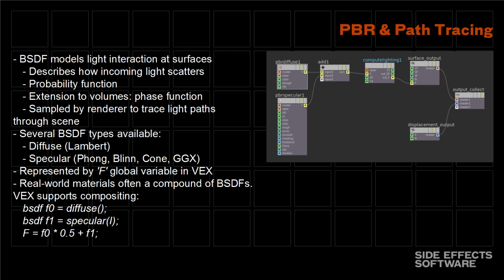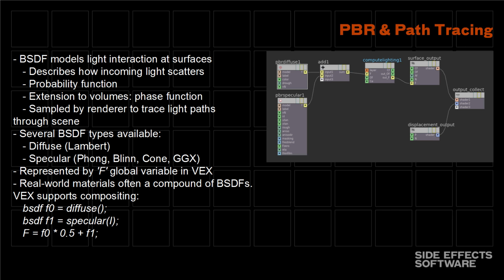In terms of VEX, the BSDF is a first-class citizen, represented by the F global variable. Just like you would have CF and OF in terms of color and opacity, P for point, N for normal, F is a first-class BSDF variable that is assigned within a shader.